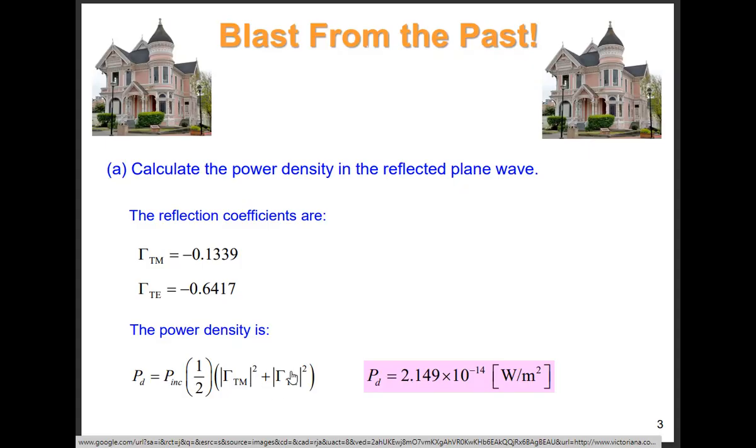And then do the same thing for gamma TE. So this times this is the watts per square meter in the TE part of the wave that's reflected, right? And then you add the two together, of course, and you get the total power density, watts per square meter, that's being reflected off the Earth. Does that make sense? You do that simple calculation using these values, and it comes out to be this. So 10 to the minus 13th watts per square meter is incident, and about 2 times 10 to the minus 14th is being reflected, and of course the rest got transmitted into the soil, the Earth.